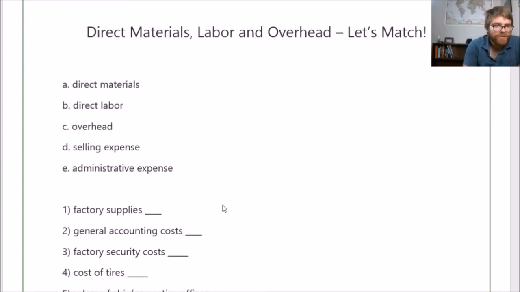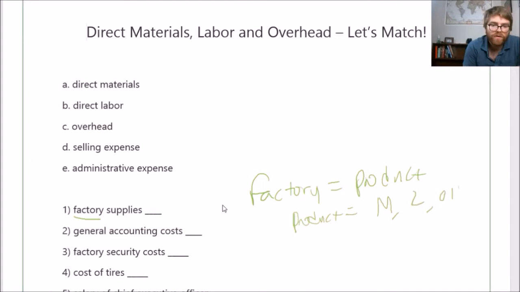All right, so we're going to choose between these 5 categories. So number 1, factory supplies. So when I see the word factory, we talked about this. Think product cost. And what's a product cost? Well, product cost is going to be either materials, labor, or overhead. One of those 3. So cool, we've narrowed it down to one of those 3. Now let's look at supplies. Well, that's a tricky one. You're like, well, supplies are a material. Not really. Supplies are everything else that's needed.